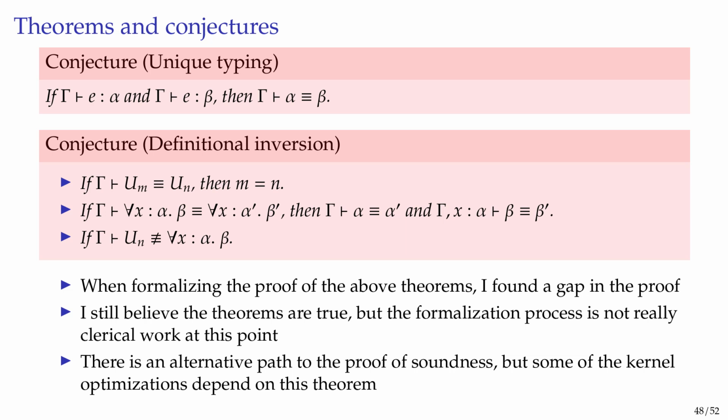There is an alternative path to this proof of soundness that does not depend on this unique typing theorem, but some of the kernel optimizations depend on this theorem. And remember again, these are the really obvious ones. If you ask Lean, is a universe the same as a pi? It'll say no, and everyone would agree that that's a reasonable answer.